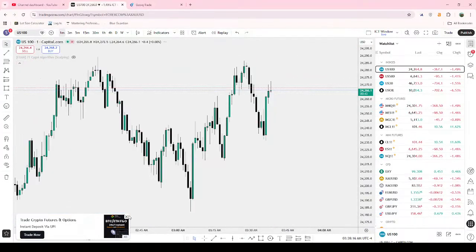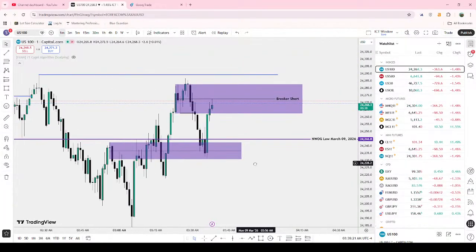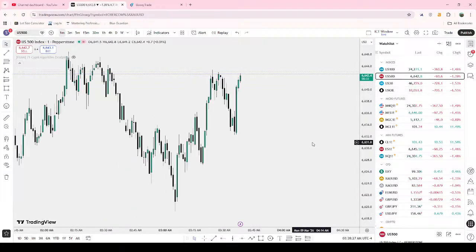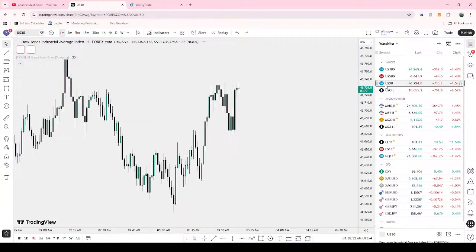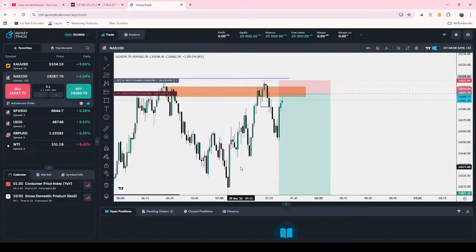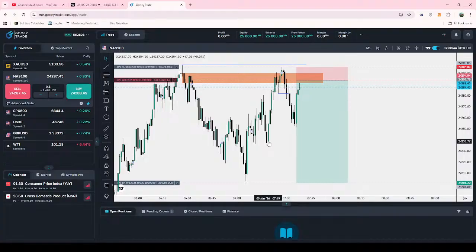So how is it going? Okay, let's look at US 500. We have an SMT with US 500 and an SMT with US 30. So most likely this trade can go against us, but we will hold on to this trade and see how it goes. This fair value gap is of no meaning anymore.